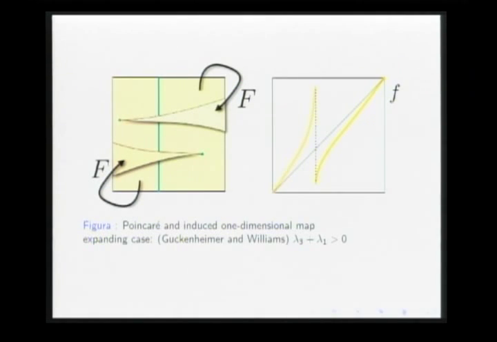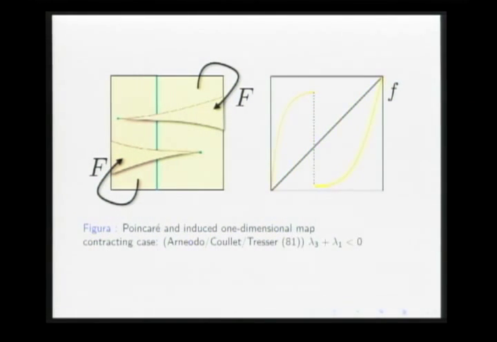But later, Arneodo, Coullet and Tresser in '81 studied the other case, when this is less than 0. And the induced map looks something like this here. So the situation is a little bit different. It's richer, what can happen. And so after this, we can begin to consider what can happen in terms of attractors for such a system.